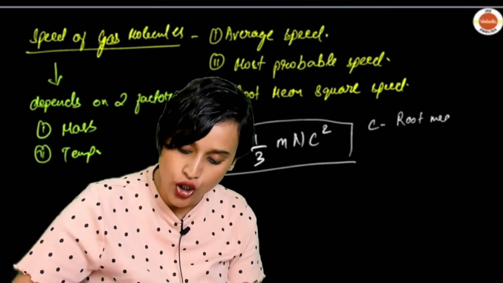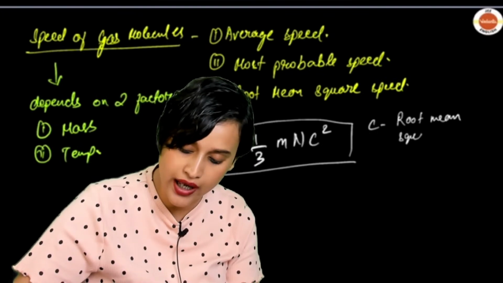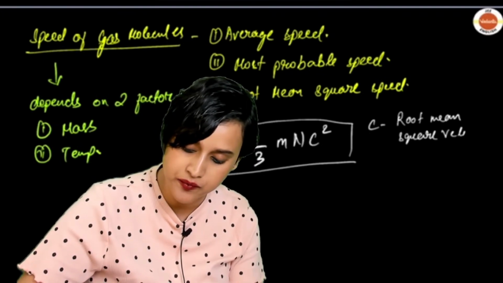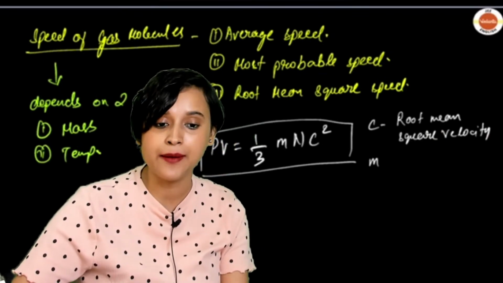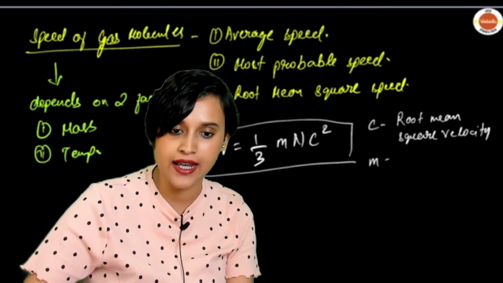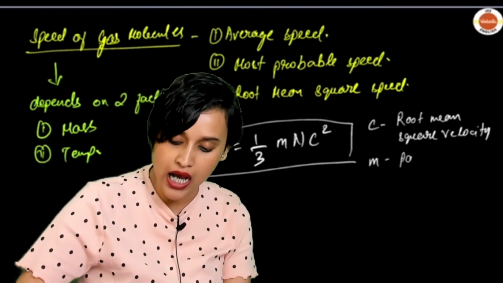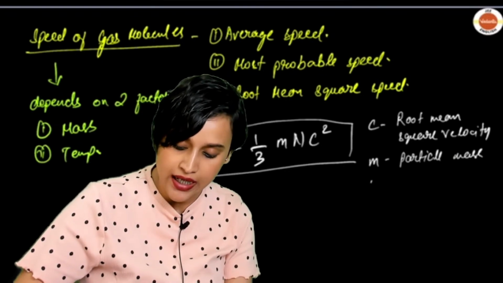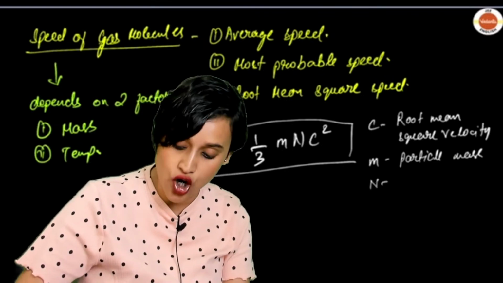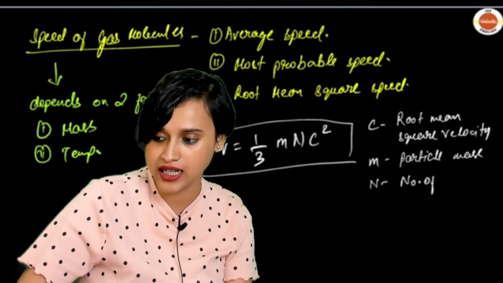C is the root mean square velocity. What is M? Particle mass. Okay. And what is N? N is your number of particles.